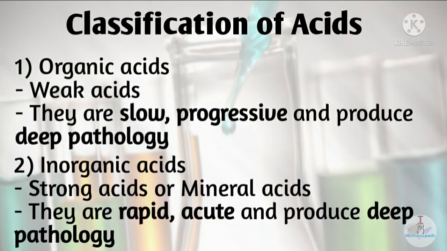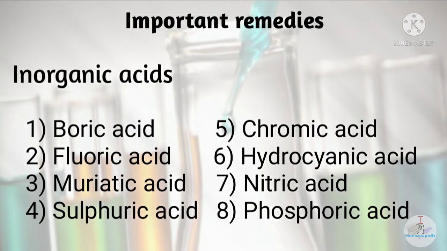Inorganic acids are strong acids or mineral acids. They are rapid, acute and produce deep pathology. So these are some differentiating points between organic acid and inorganic acid. These are very easy to remember and also to understand. Why we are understanding the classification of acid as organic and inorganic is because there are some differentiating points or differentiating features from the remedies that are made from organic and inorganic acids that we will be seeing further in the video.